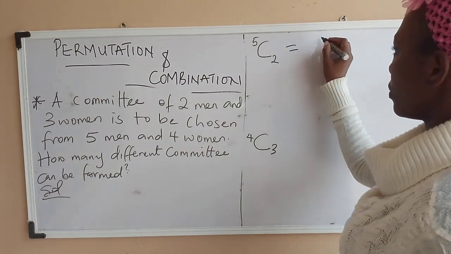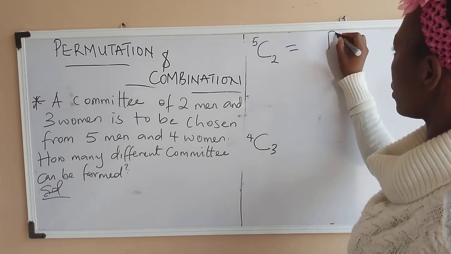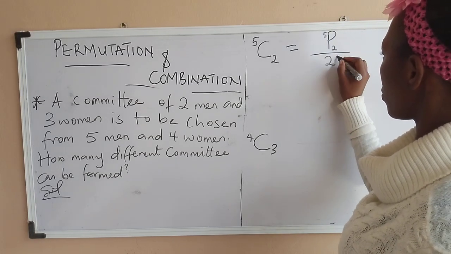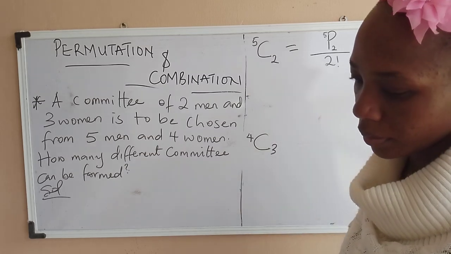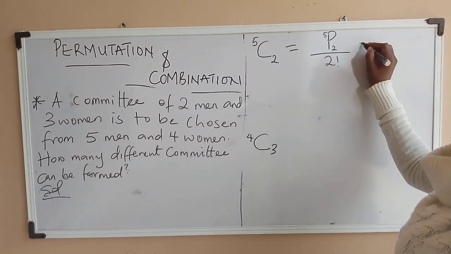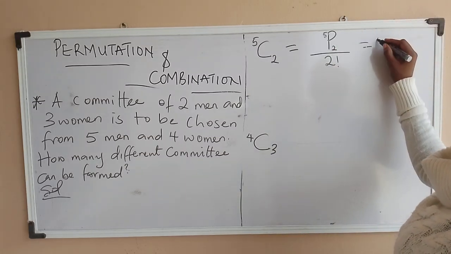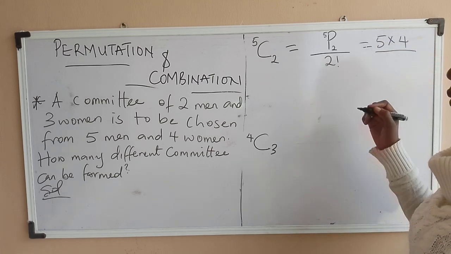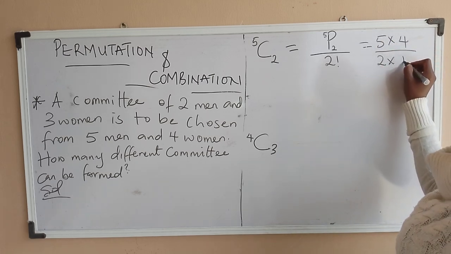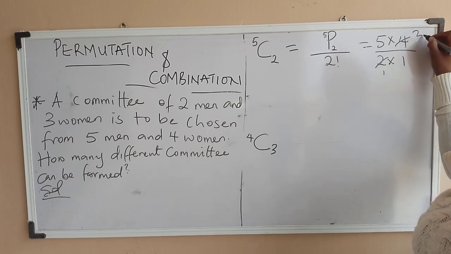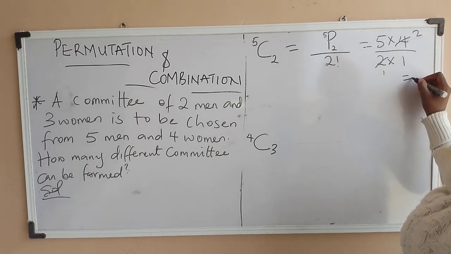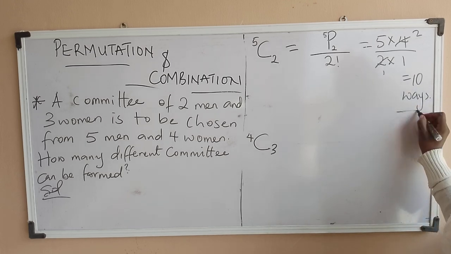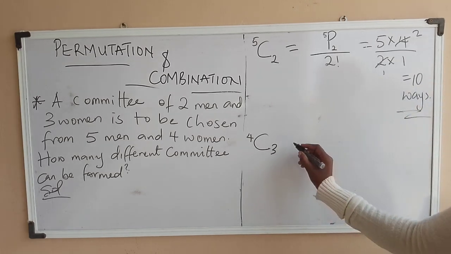Okay, so this will be like we did before, 5 permutation 2 all over 2 factorial. So this will give us 5 permutation 2 is 5 times 4, and 2 factorial is 2 times 1. So 2 here is 1, 2 here is 2. And our answer for this one is 10 ways.